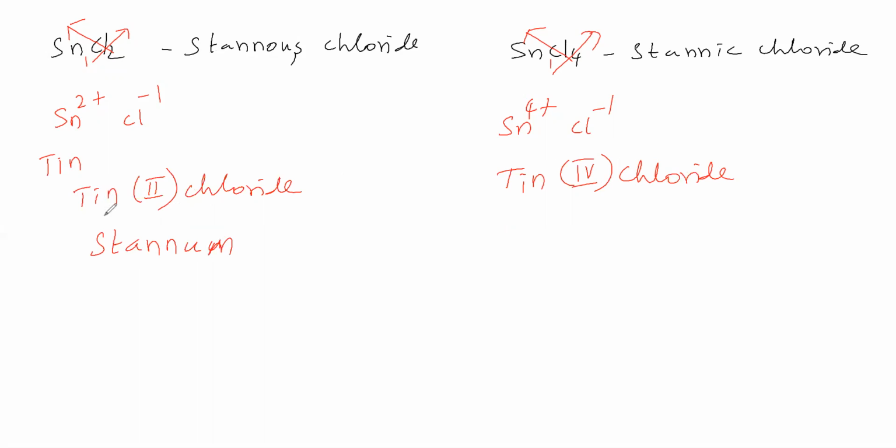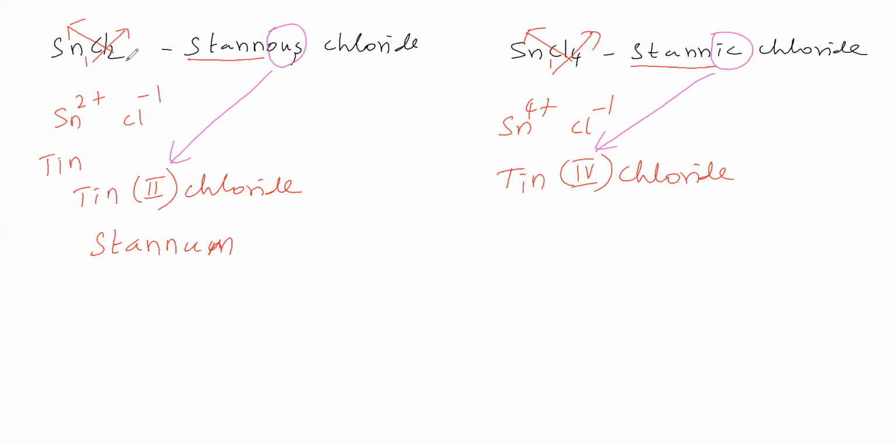The Latin name of tin is stannum, therefore this word is taken from stannum. Here we have the ending us, and here ik. Us means lower charge, ik means higher charge. Therefore it is called stannous chloride and stannic chloride.